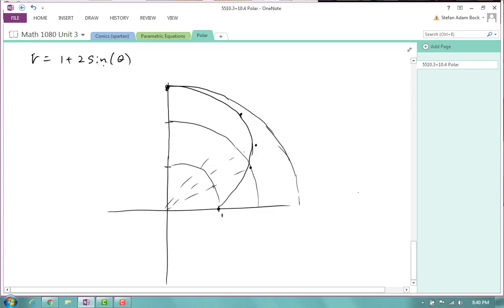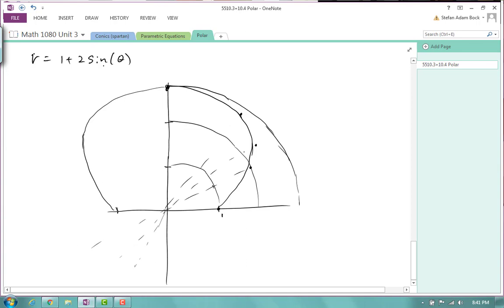Let's see, now what happens if I go from pi over 2 to pi? Well, that's when the sine repeats itself. Oh boy, so let's see if I can replicate this. That's not bad.